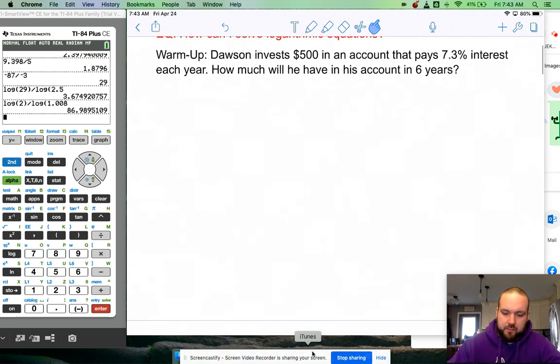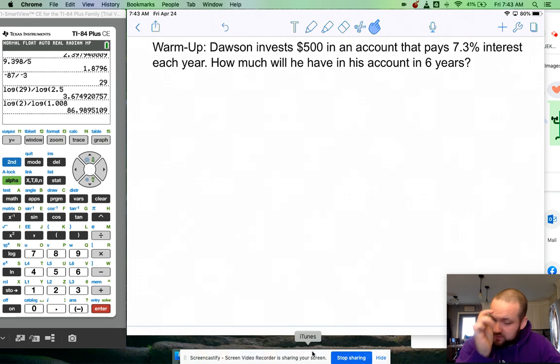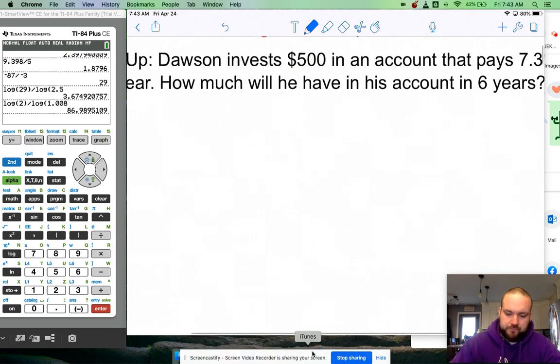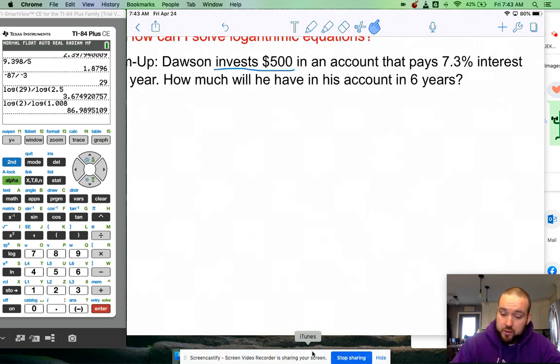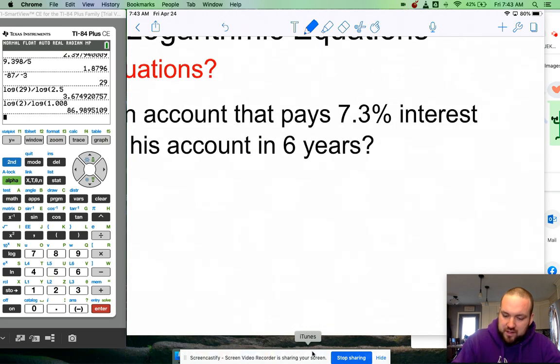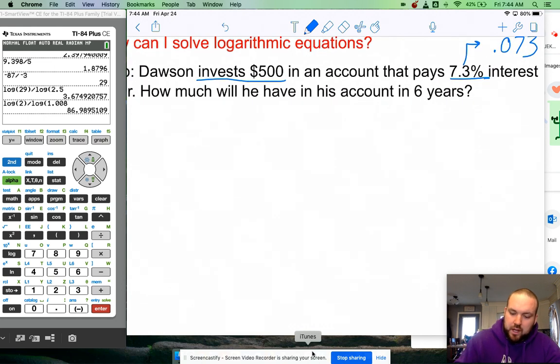As a warm-up, Dawson invests $500 in an account that pays 7.3% interest per year. How much will he have in his account in 6 years? Investing means you are hopefully growing your money, so we're going to assume this is exponential growth. 7.3% interest, if I move the decimal point twice, would be 0.073.